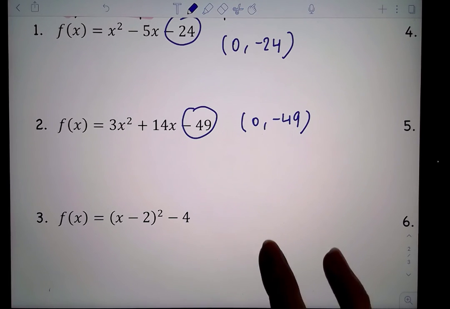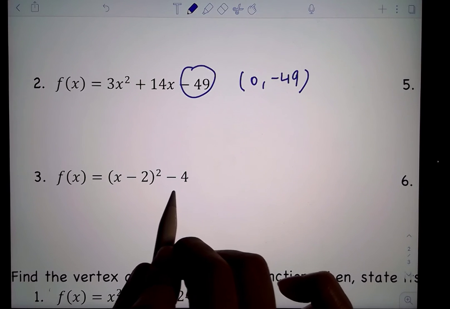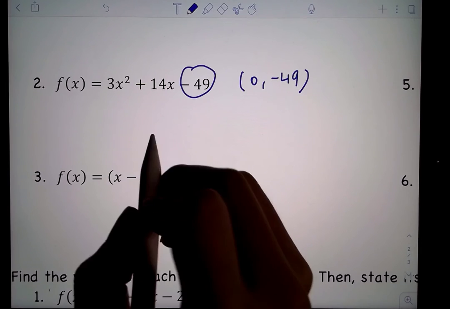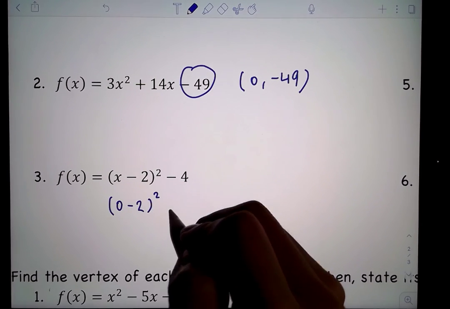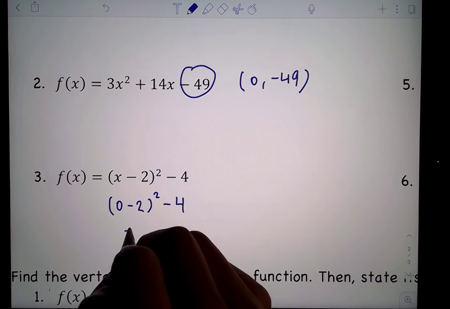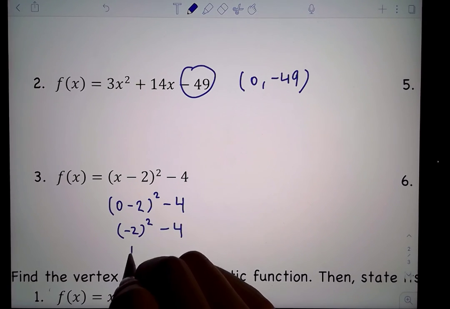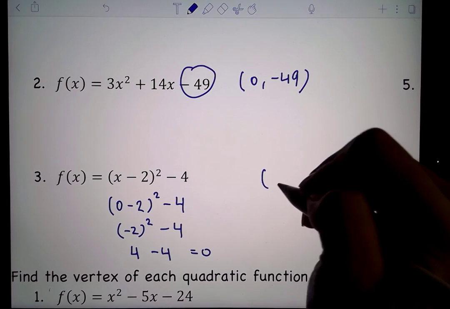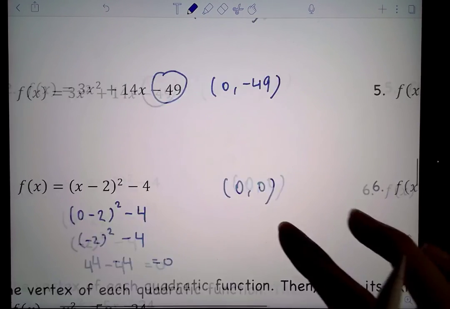And number 3, that's the vertex form. So don't take this number. That's the y-coordinate of the vertex. So we cannot take this one. But your y-intercept will be what? You put 0 into x. And you simplify this number. 0 minus 2, that's negative 2. Negative 2 squared, that's 4. Minus 4, so you get what? 0. Your y-intercept is 0. So that's (0, 0). Okay?